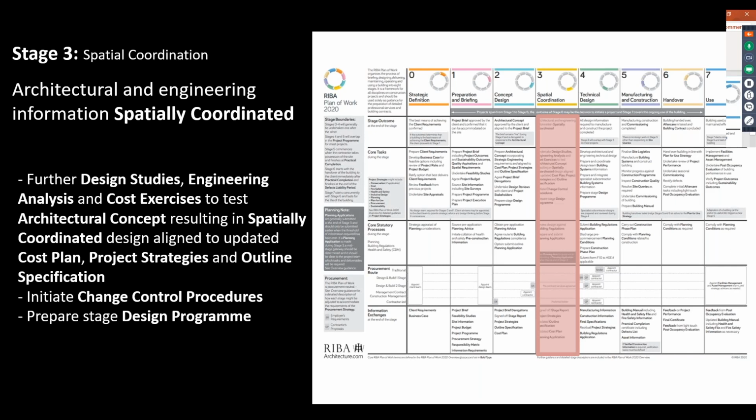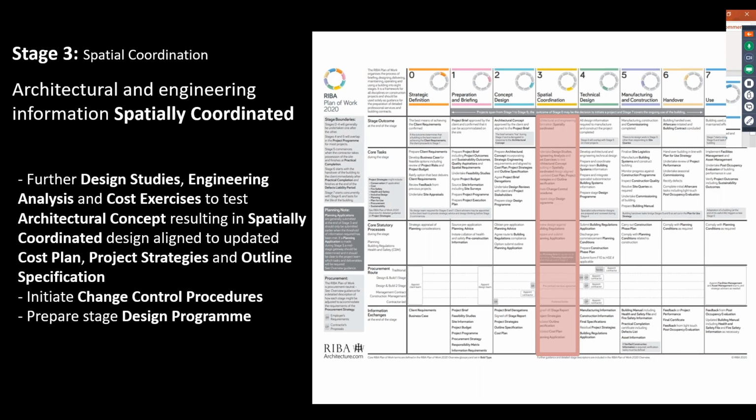We develop the project strategies in more detail, and of course we update the outline specification. And stage 3 is really when change control procedures need to kick in. So if we change the concept design for whatever reason during stage 3, this has to be run through change control procedures. It cannot be deemed to be design development. And of course, like the other design stages, we need to produce a design program.